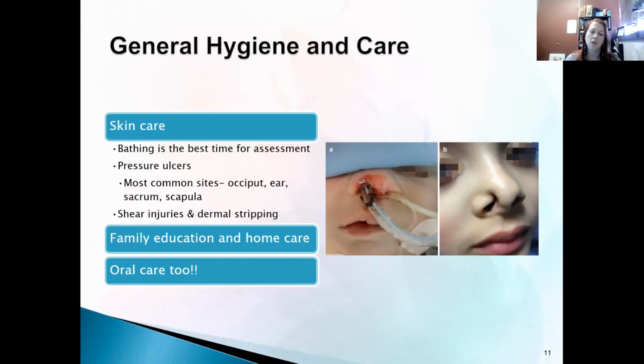We also see shear injuries and dermal stripping in kids, more likely to happen with your younger patient, the infant, toddler. Their skin is thinner. Shear injuries are things like, you know, you go to turn them or you're pulling the sheet from underneath them, and that can shear the skin and cause an injury. Dermal stripping is literally what it sounds like, stripping off the skin.